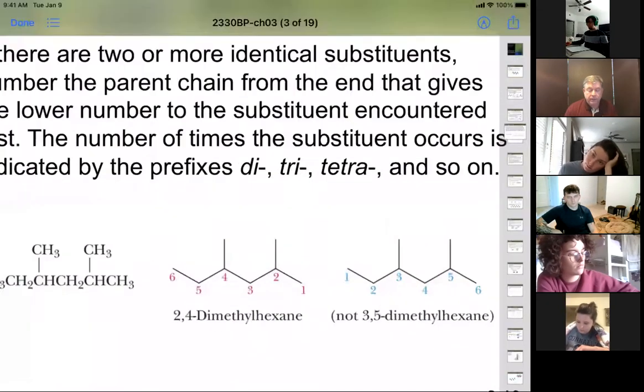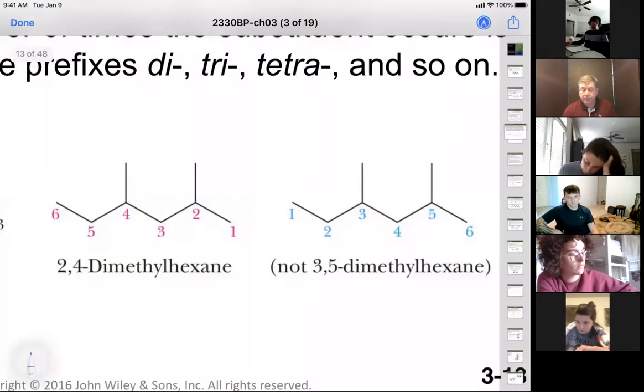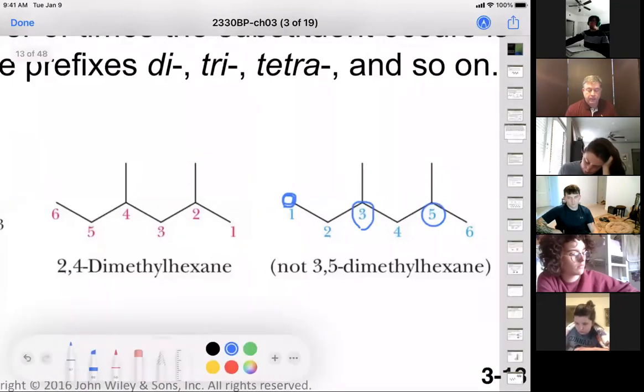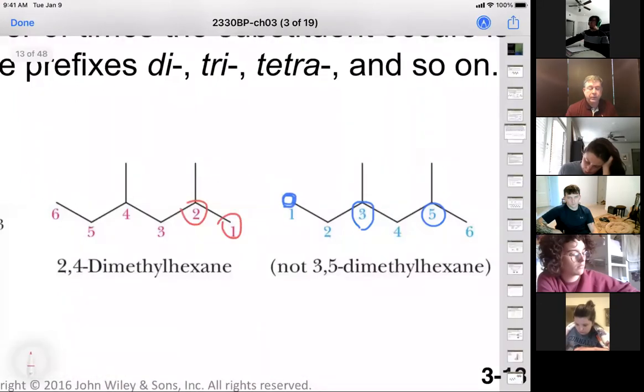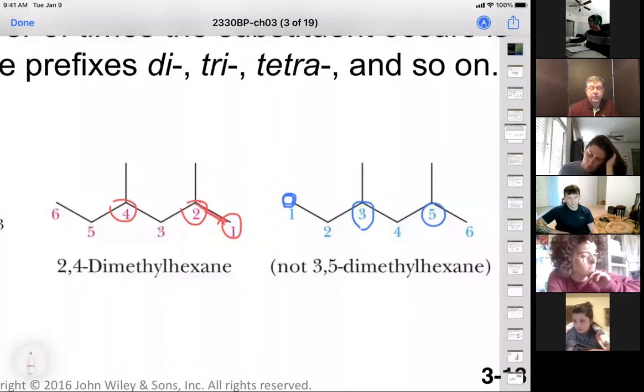So if we look at the way these are numbered here, if we numbered from this side over here, we would end up with the numbers 3 and 5. If we numbered from the other side here, we would end up with the numbers 2 and 4. So the key is you want to put the first substituent on the lowest number possible. Okay. So even though there are 2 substituents here, we're putting the first substituent on the lowest number possible.